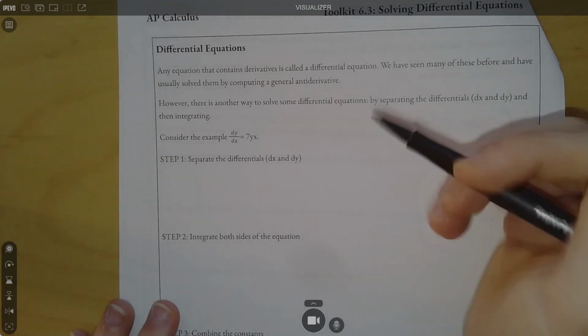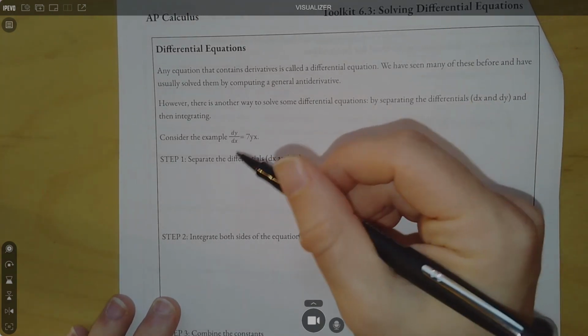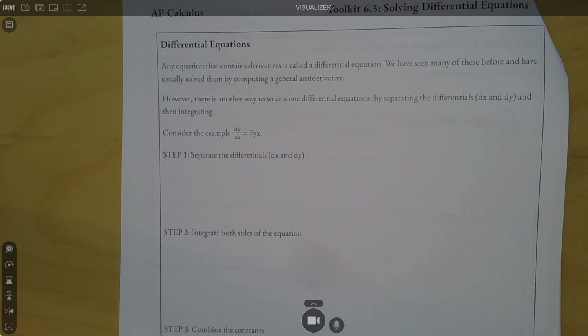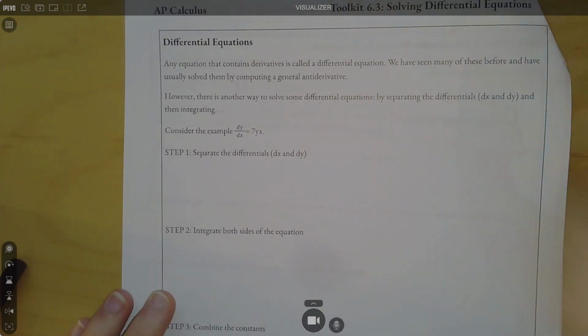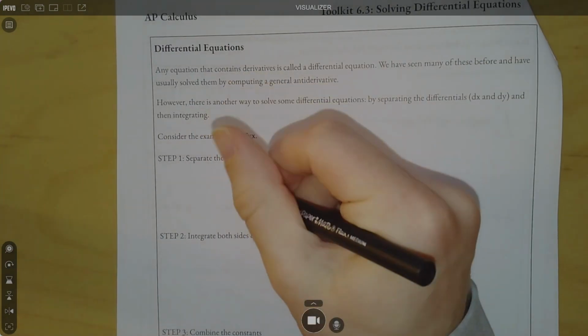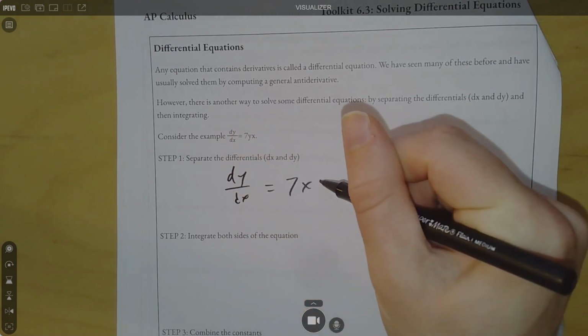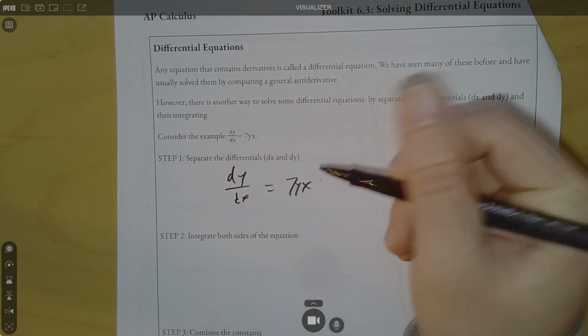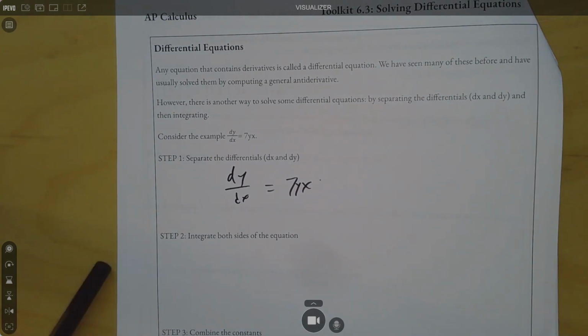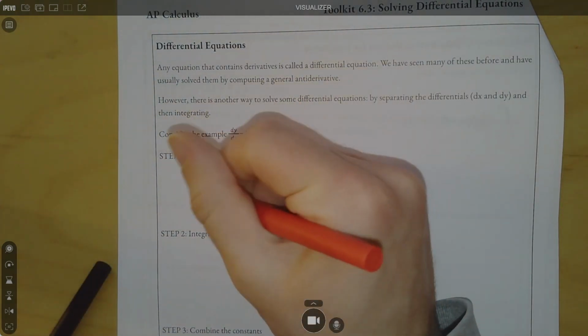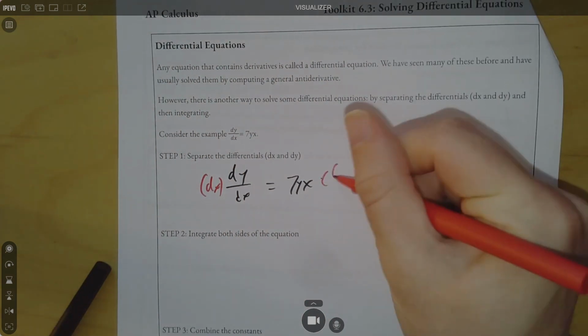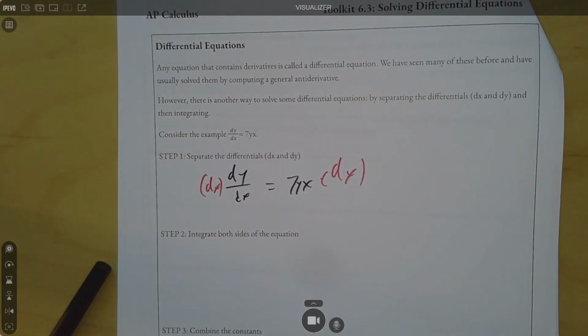We know what to do, right? So separate the differentials. You multiply left and right by dx here. I'm going to get a pen because this is a bit of a mess. I'll rewrite it. So we say dy/dx equals 7yx, and we'll multiply both sides by dx. In this case though, this is where things get a little bit different. We have to divide by y, right?